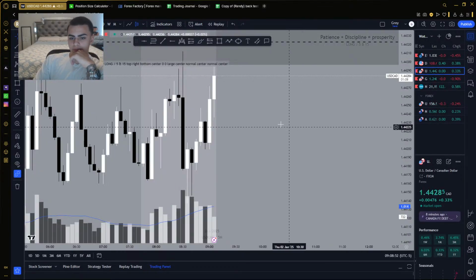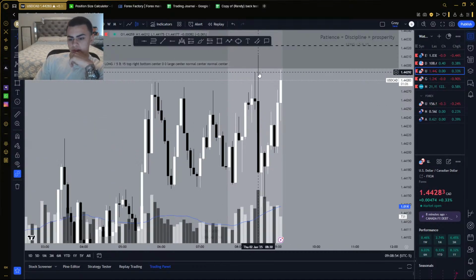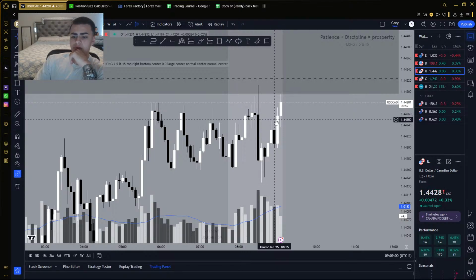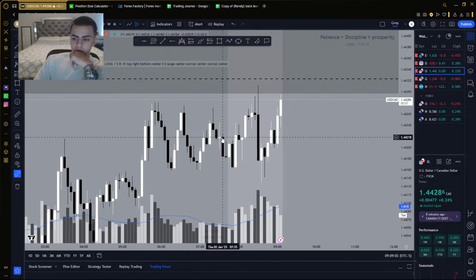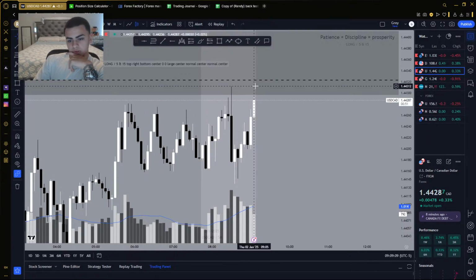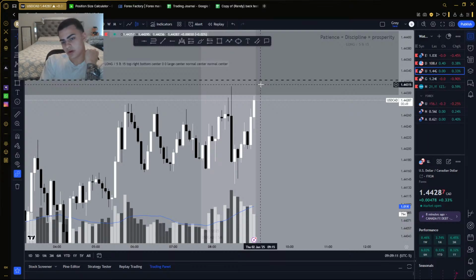Check out USD CAD. Ooh, I missed this. Well, that was during the news. If it had that big of a reaction during the news, it's still accumulating here though. Yeah, it's still accumulating here. So if this one ends up closing up here, that'll be a good reaction. Very good reaction.